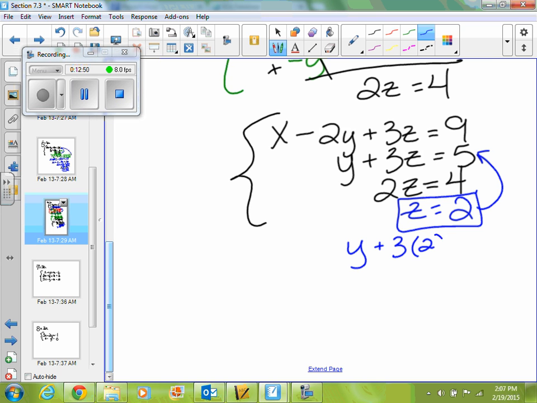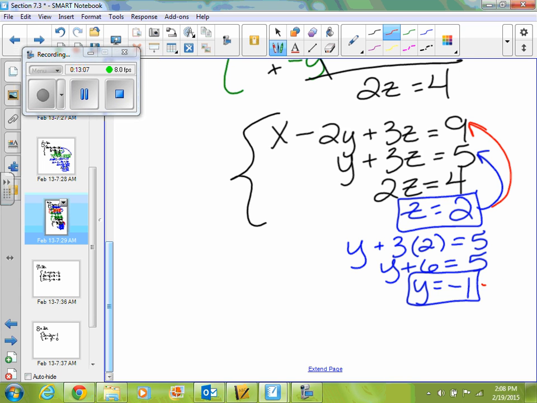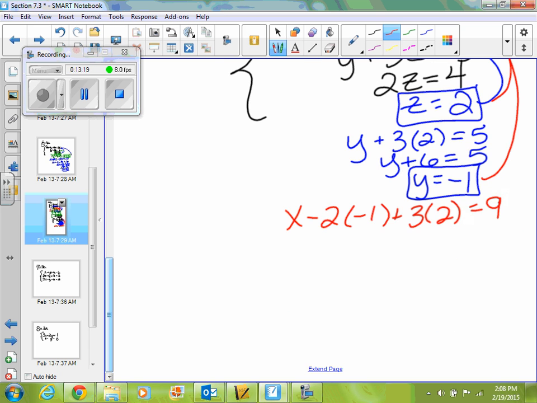So y plus 3 times 2 equals 5, which tells me y plus 6 equals 5. So what does y equal? Negative 1. I then get to back substitute again with both of my variables. So I get x minus 2 times negative 1 plus 3 times 2 equals 9. Negative 2 times negative 1 becomes positive 2, plus 6 equals 9. So x plus 8 equals 9, which tells me x equals negative 1.